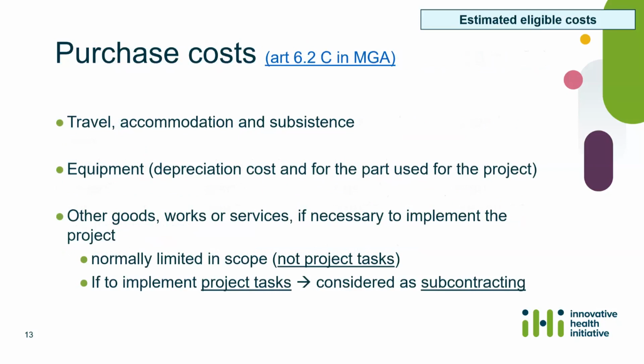You can also have other goods, works, or services if it's necessary to implement the project. And well, in this case, it's quite limited in scope usually, so it's not to work on project tasks. In case it is to implement some project tasks, then it will be more considered as subcontracting cost.